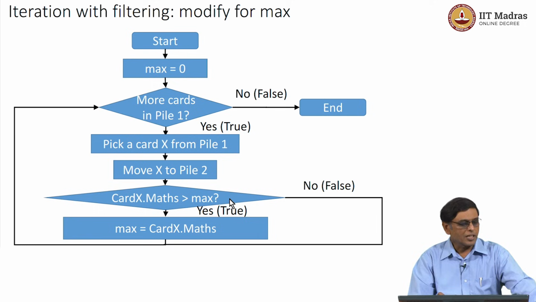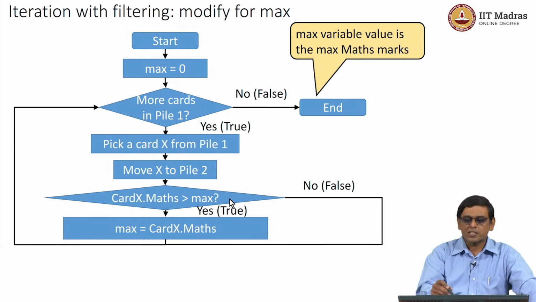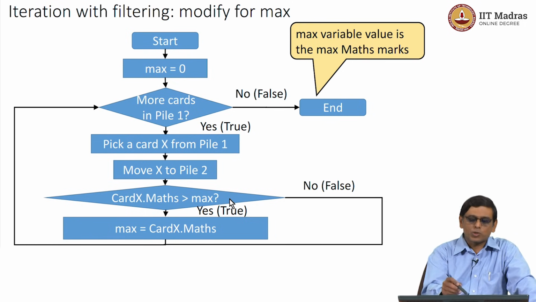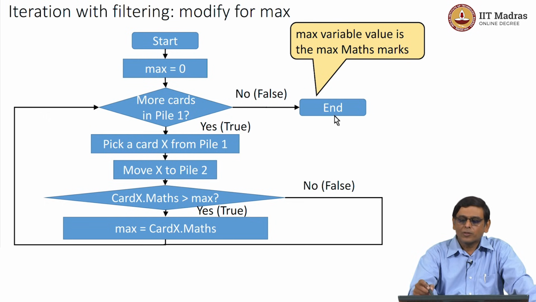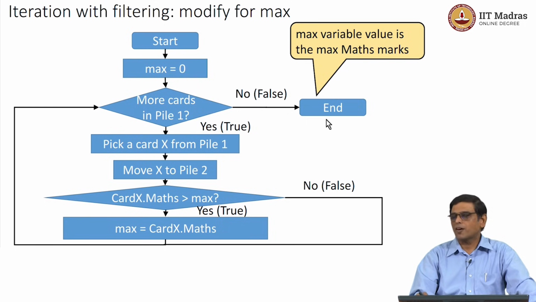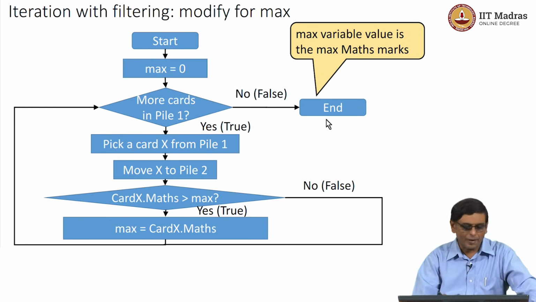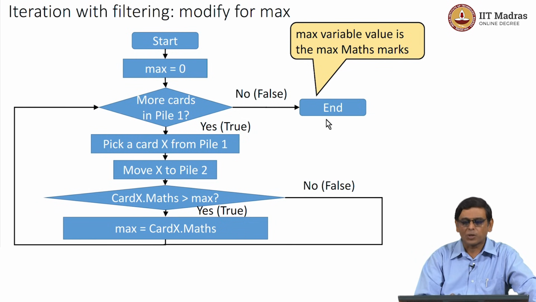So, it is clear that at the end of this process, which means when does the process end? This procedure ends when there are no more cards in pile 1. At this time you will come out onto this terminal, and at the end of the procedure, the value of the max variable will be carrying the maximum maths marks of the cards that we have seen in pile 1. Okay. So, this is a fairly simple way of modifying the flowchart that we saw earlier, the filtering flowchart, to find the maximum of maths marks.